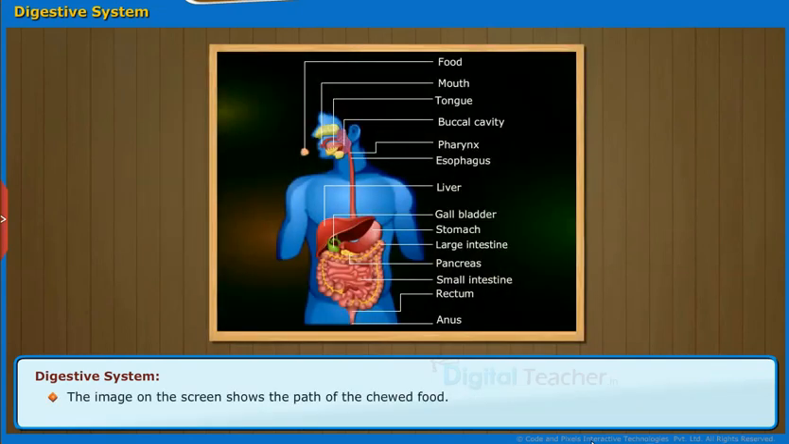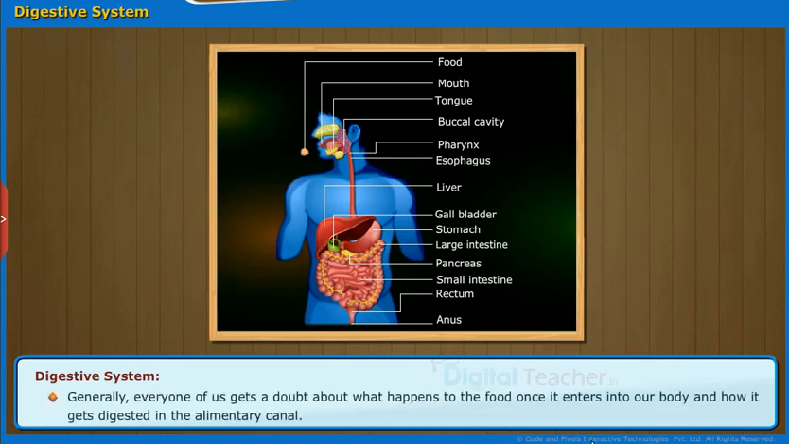The image on the screen shows the path of the chewed food. The alimentary canal is a long tube extending from the mouth to the anus. Generally, every one of us gets a doubt about what happens to the food once it enters into our body and how it gets digested in the alimentary canal.